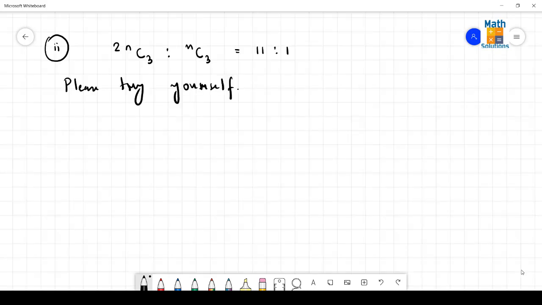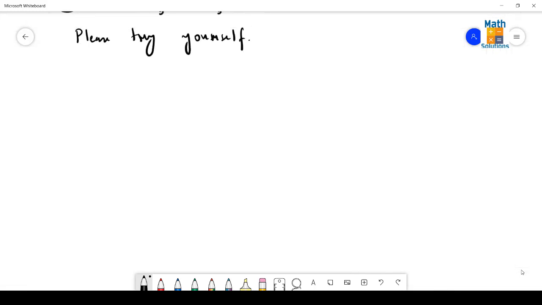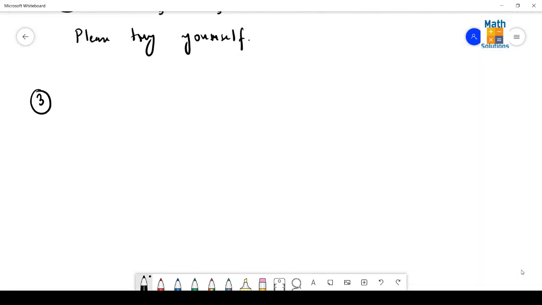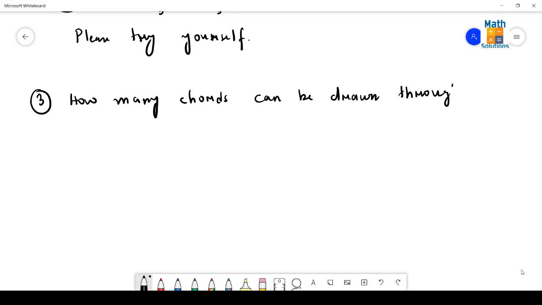Now let us come to the next question. Here goes the next question. So what is given here? How many chords can be drawn through 21 points on a circle?